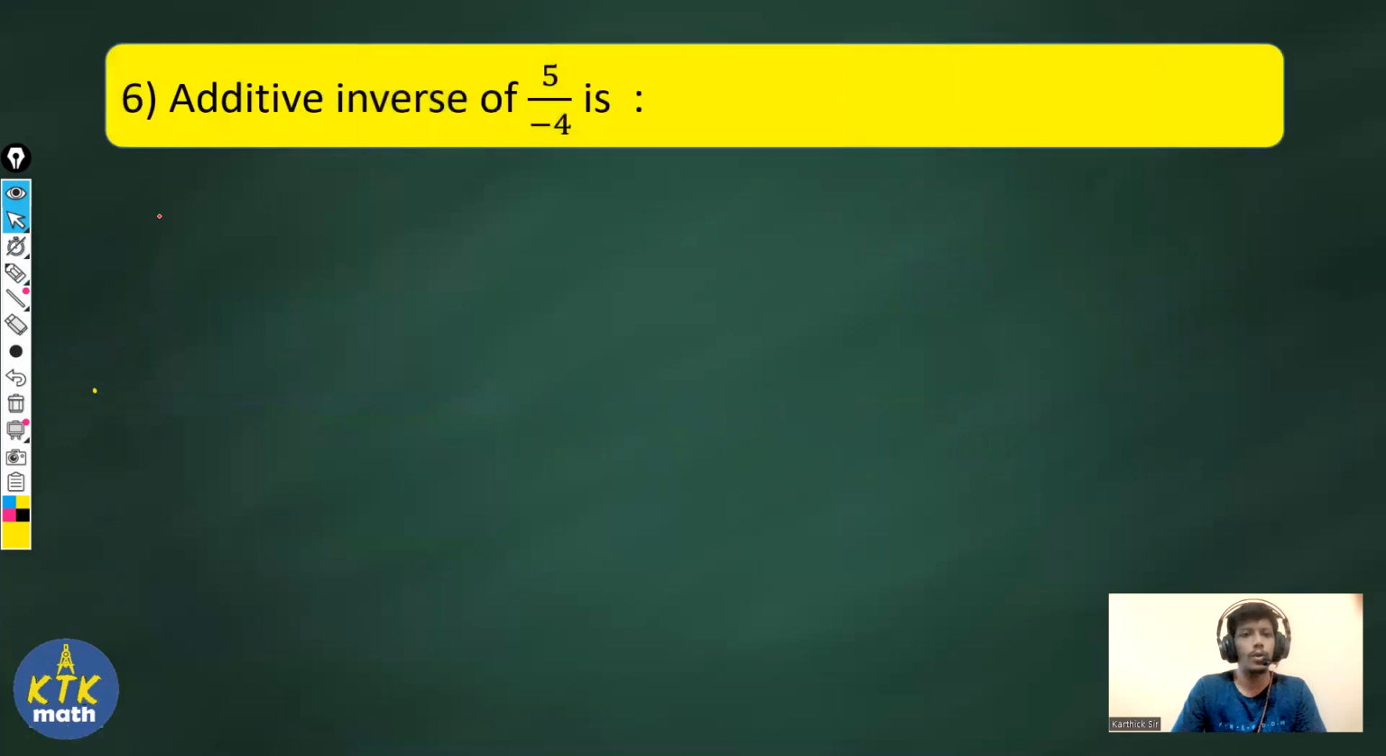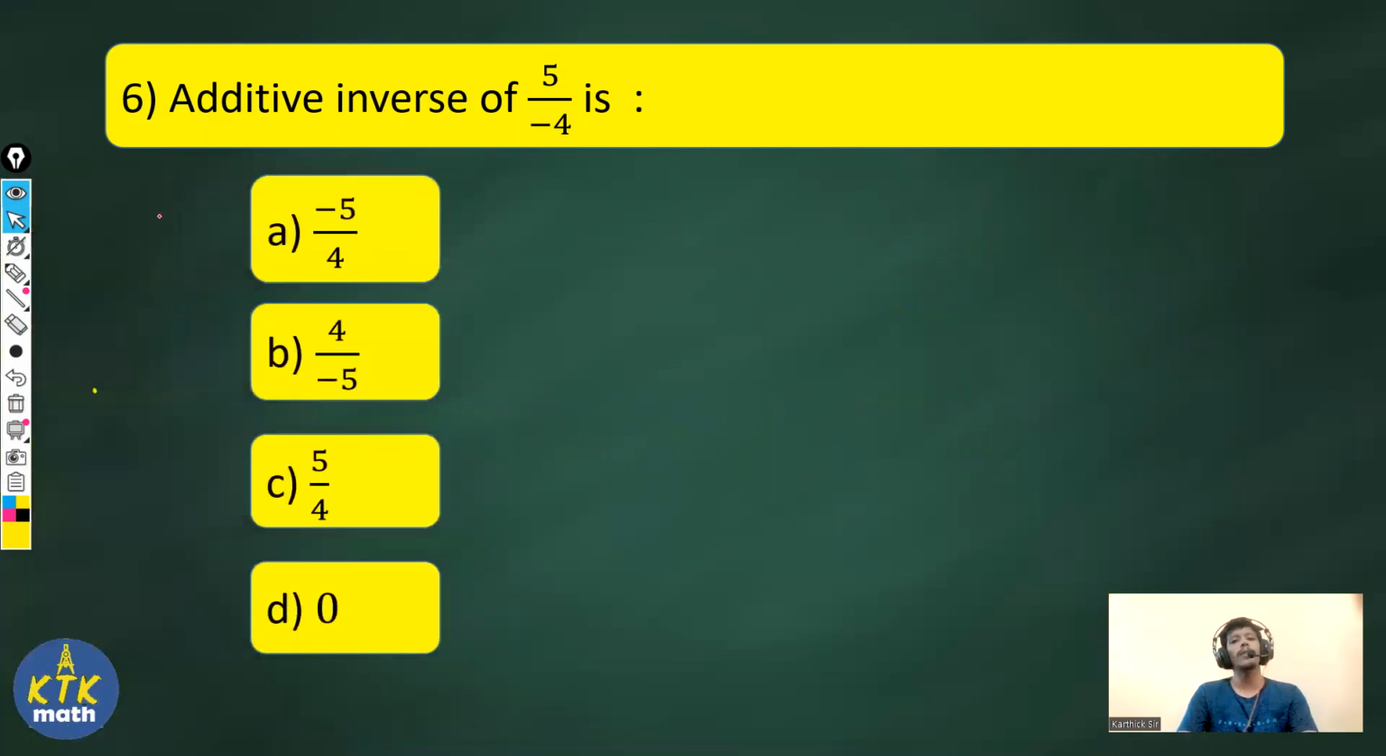Here we go with question number 6: additive inverse of 5 by minus 4. In the earlier question, we did something about multiplicative inverse, which is the reciprocal. What is meant by additive inverse? Very simple. Additive inverse means change the sign.